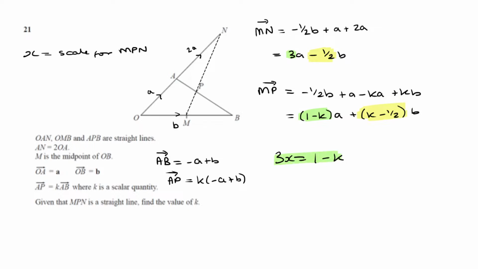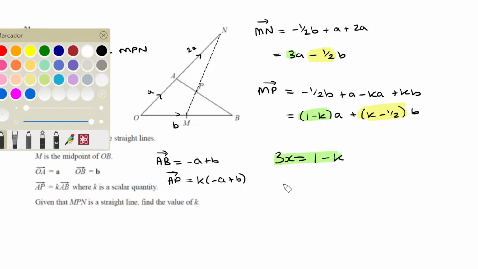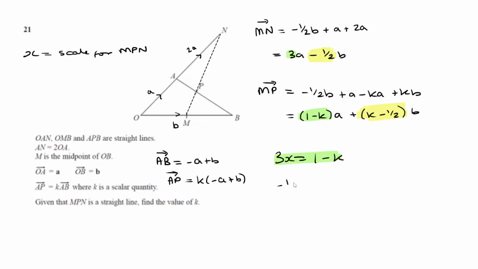Do the exact same for B and then put X on the same side, or you can choose a different letter than X. You don't have to use the same letter. So minus a half X is K minus a half.